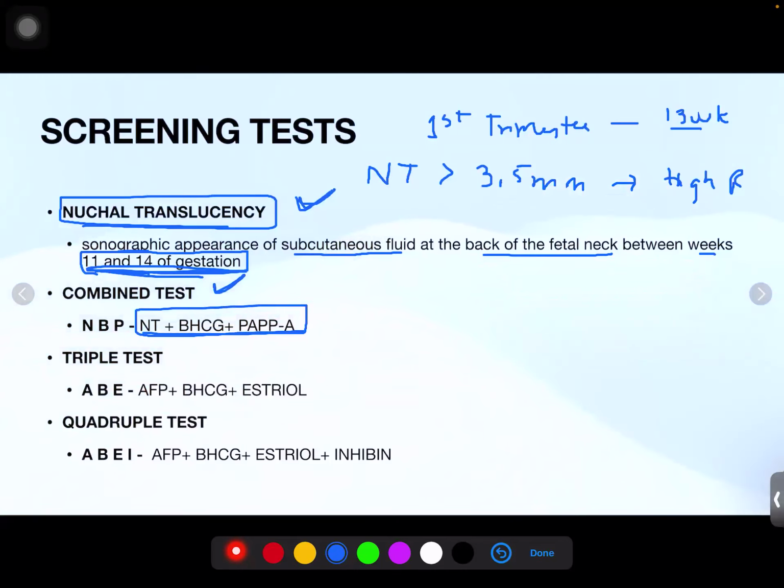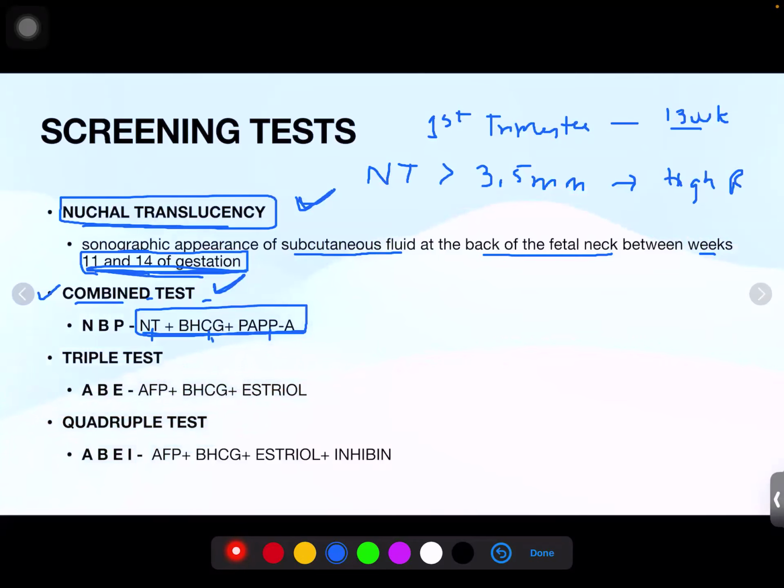So you have to remember this test, the combined test. The combined test is actually 3 tests. One is NT, nuchal translucency. Then beta HCG, and this is PAPP-A, pregnancy associated plasma protein A. So you have to remember like this, NBP. Okay, what is the combined test? The combined test has three components: NBP, N is nuchal translucency, beta HCG, PAPP-A.